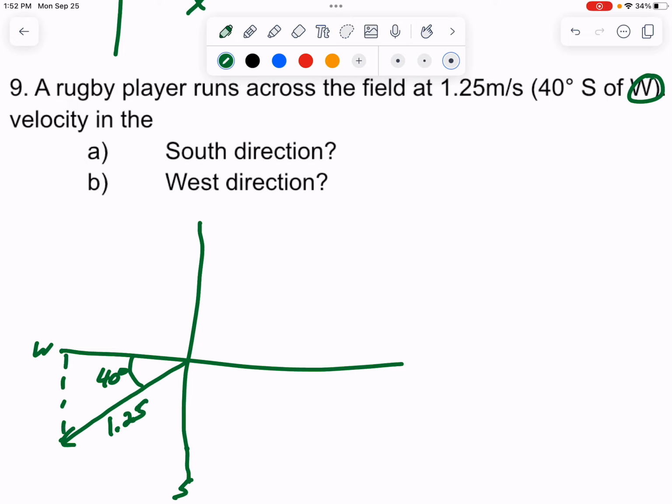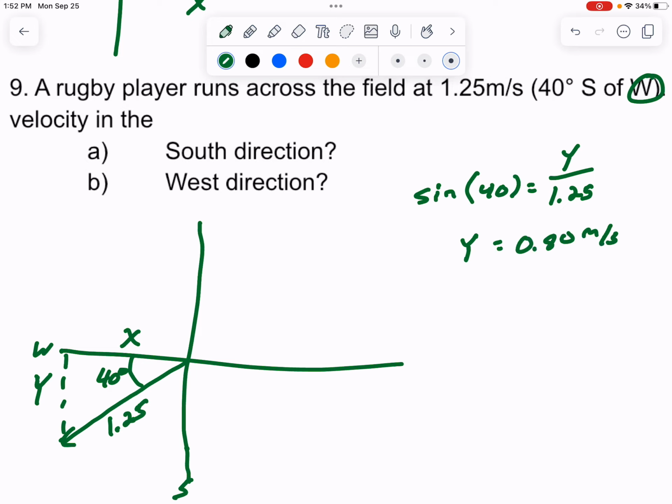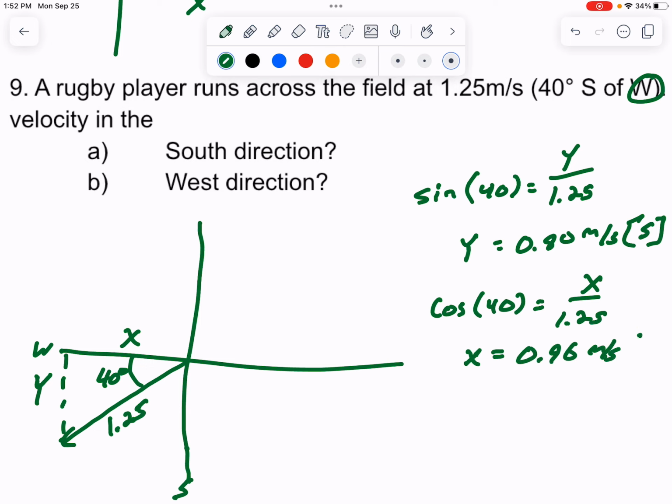Okay, so my vertical is going to be my y, so that's my opposite. And then my horizontal is my x, that's my adjacent. So sine of 40 equals my y, which is my opposite, over 1.25. So y comes out to be 0.80 meters per second, and that is going south. And then cosine of my angle, which is 40, equals x over 1.25. And that comes out to be 0.96 meters per second west.